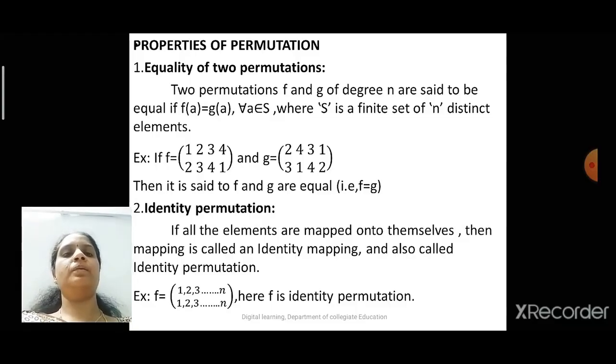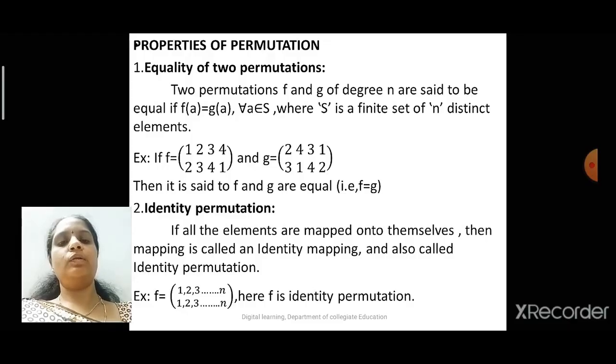Next, the identity permutation. If all the elements are mapped onto themselves, then the mapping is called an identity mapping, also called the identity permutation. In the example, you can observe that in the first row we have 1, 2, 3 up to n, and in the second row we also have 1, 2, 3 up to n. The elements are the same here. Therefore this type of permutation is called the identity permutation.